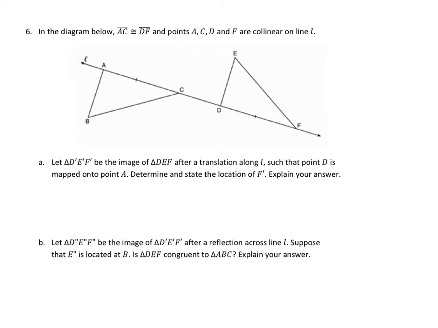Number 6 says, in the diagram below, AC is congruent to DF, and we can see that that's already actually marked here for us. And points A, C, D, and F are collinear on line L, meaning on the same line. You can clearly see that they are all on line L. Let D prime, E prime, F prime be the image of triangle DEF after a translation along L, such that point D is mapped onto point A. So D is going to slide over here to point A. But if DF is congruent to AC, then F must land here. So now we have D prime, F prime, and then of course E prime would be somewhere up here.